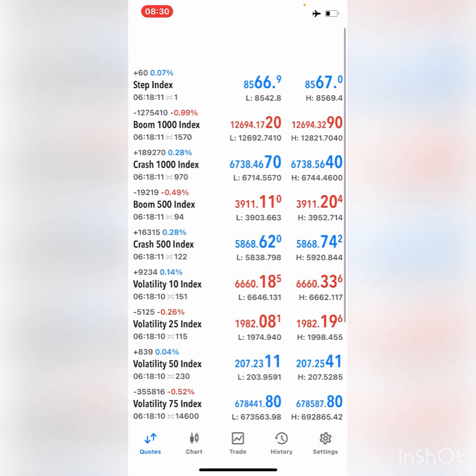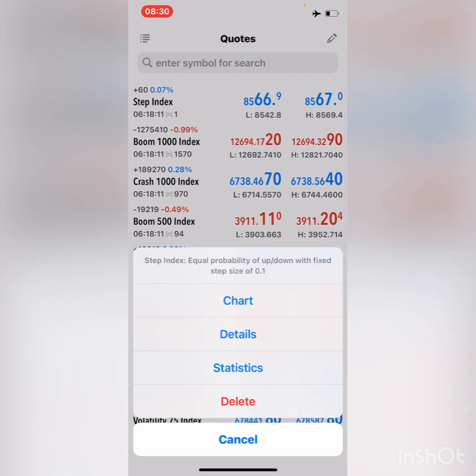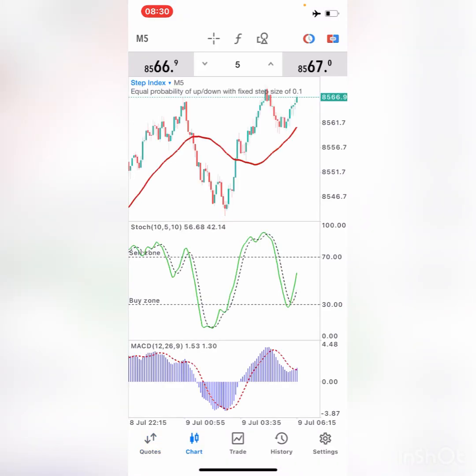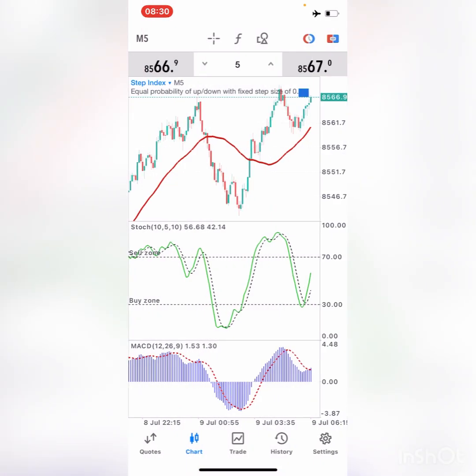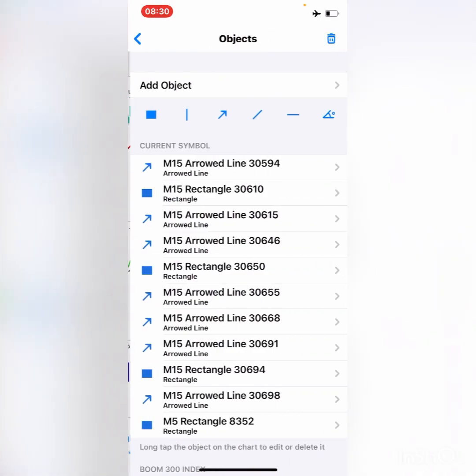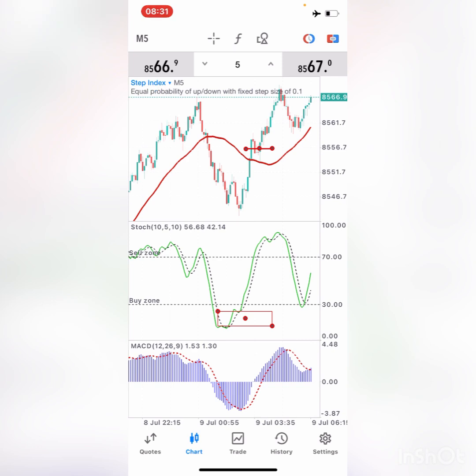Let's take a look again at step index, right? And you can see that it follows the same procedure. Buy zone, candlesticks cross to be above, MACD crossed our 0 line to be above the 0 line. Can you see we're still in an uptrend and we're moving up, right?